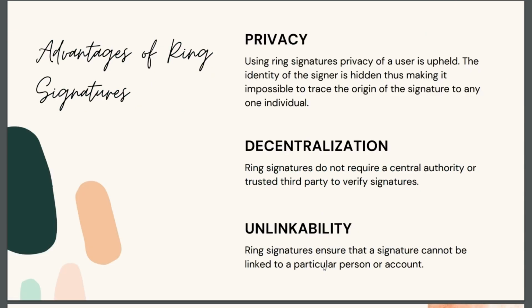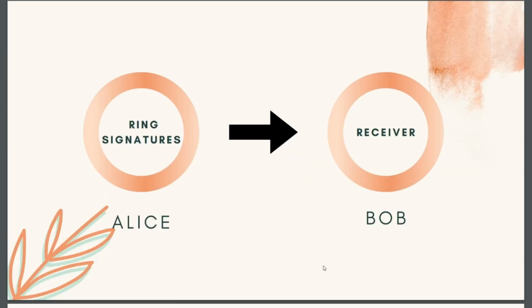Now, talking about the advantages of ring signatures, first and foremost, it provides privacy. Using ring signatures, privacy of the user is upheld. The identity of the signer is hidden, and it is impossible to trace the origin of the signature. It also provides the facility of decentralization. It means that it does not require a central authority or a trusted third party to verify the signatures. And it also provides unlinkability. Ring signatures ensure that a signature cannot be linked to a particular person or account.